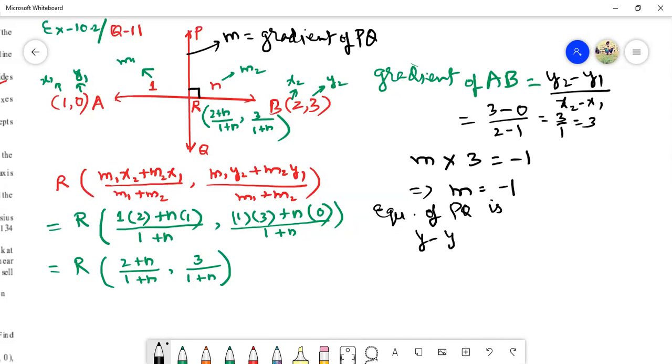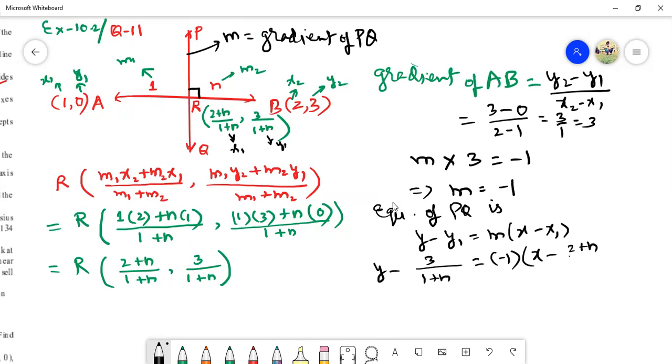the formula to be used is y minus y1 equals m into x minus x1. Here x1, y1 is this point, because this line is passing through this point. So we can put y minus y1, 3 upon 1 plus n, is equal to m. M is the gradient, minus 1 over 3, into x minus x1, which is 2 plus n upon 1 plus n.